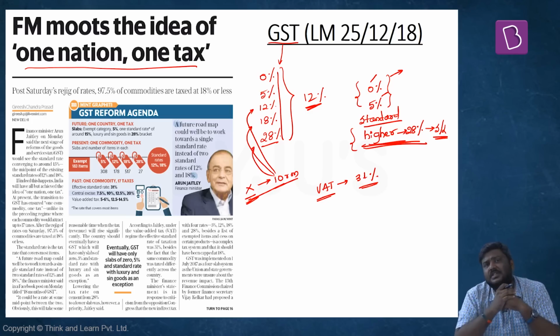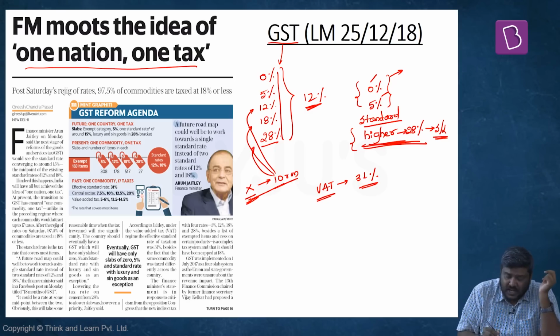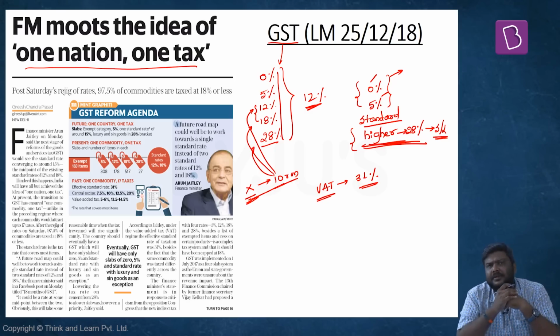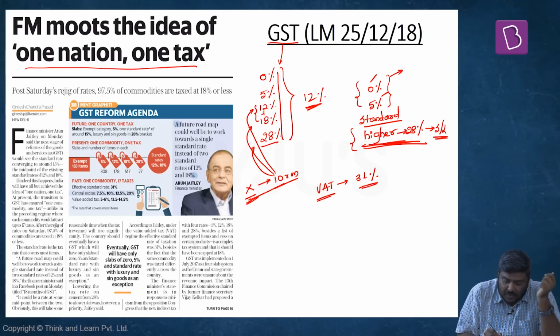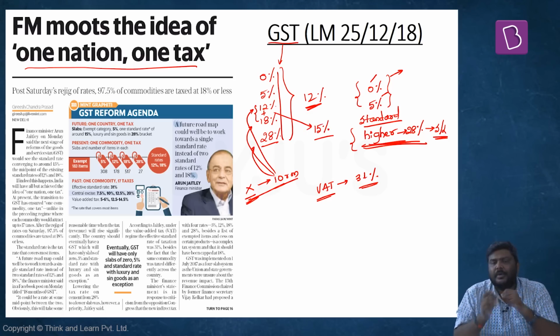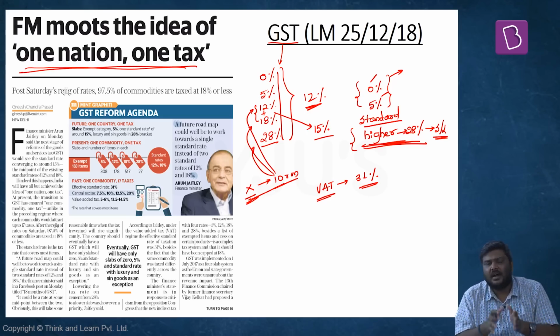Now, apart from this, another issue that has been discussed in this particular article is the merger of the slabs of 12% and 18%. Already indicators have been given by the finance minister as well as the GST council that they are thinking of merging 12% as well as 18%. And the new slab rate could be, again I am emphasizing the term, could be 15%. Now whether such a rationalization will happen or not, you will have to wait and see. But essentially, this is the gist of the discussion with respect to the One Nation, One Tax article.